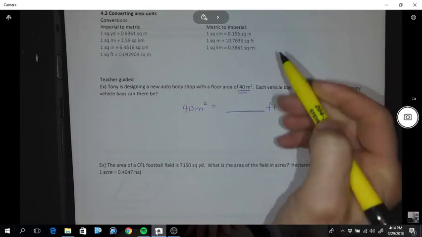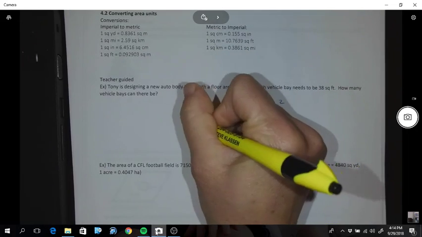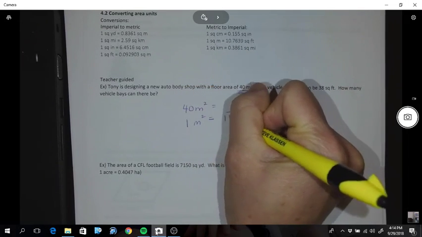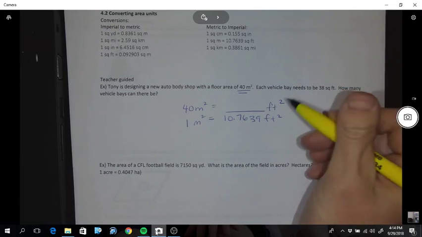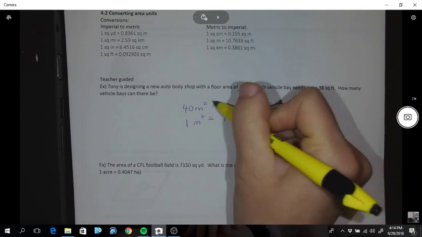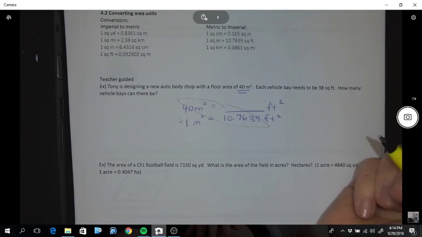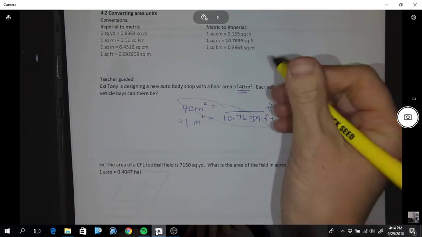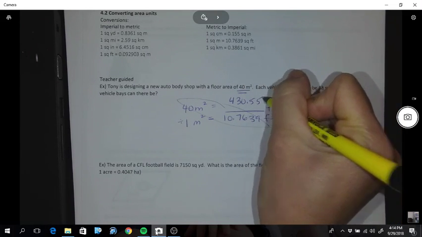Let's find something up here. I'm going to use this. 1 square meter is equivalent to 10.7639 square feet. So in this ratio, I would multiply across with those two, divide by 1. So that number comes to 430.55 square feet.